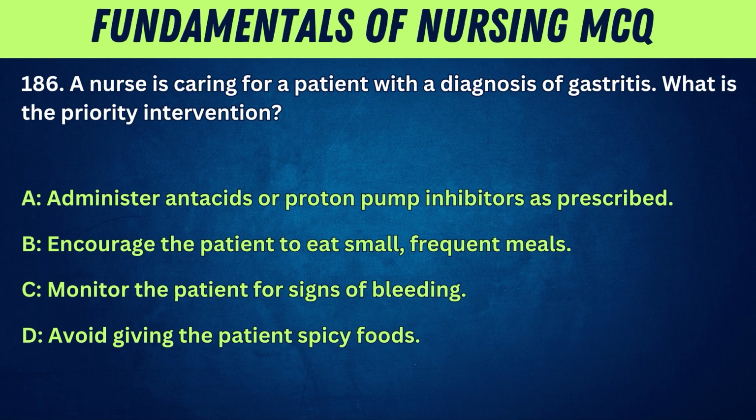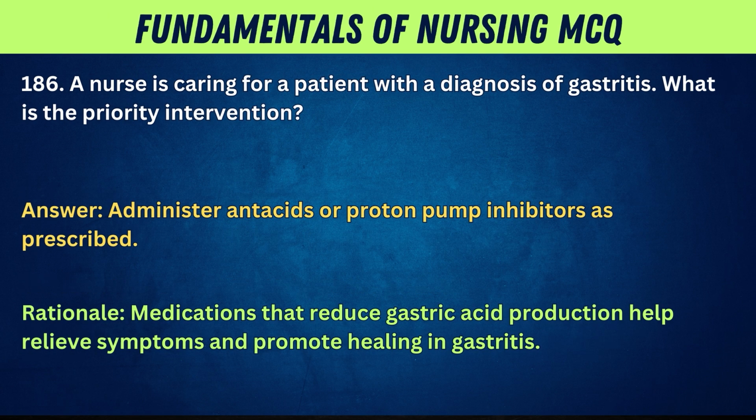186. A nurse is caring for a patient with a diagnosis of gastritis. What is the priority intervention? A. Administer antacids or proton pump inhibitors as prescribed. B. Encourage the patient to eat small, frequent meals. C. Monitor the patient for signs of bleeding. D. Avoid giving the patient spicy foods. Answer. Administer antacids or proton pump inhibitors as prescribed. Rationale. Medications that reduce gastric acid production help relieve symptoms and promote healing in gastritis.